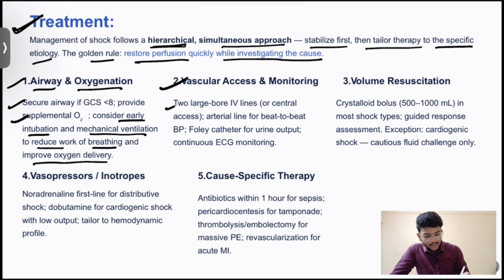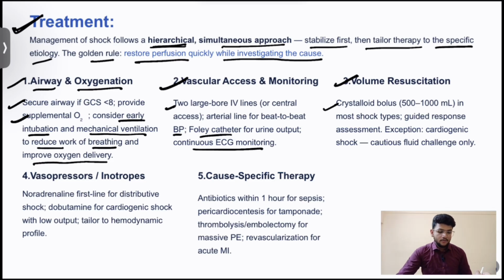Vascular access and monitoring: two large-bore IV lines, an arterial line for beat-to-beat BP, a Foley's catheter for urine output, and continuous ECG monitoring should be used. Volume resuscitation: a crystalloid bolus is used in most types of shock, with guided response assessment. Exception in cardiogenic shock: cautious fluid challenge only.